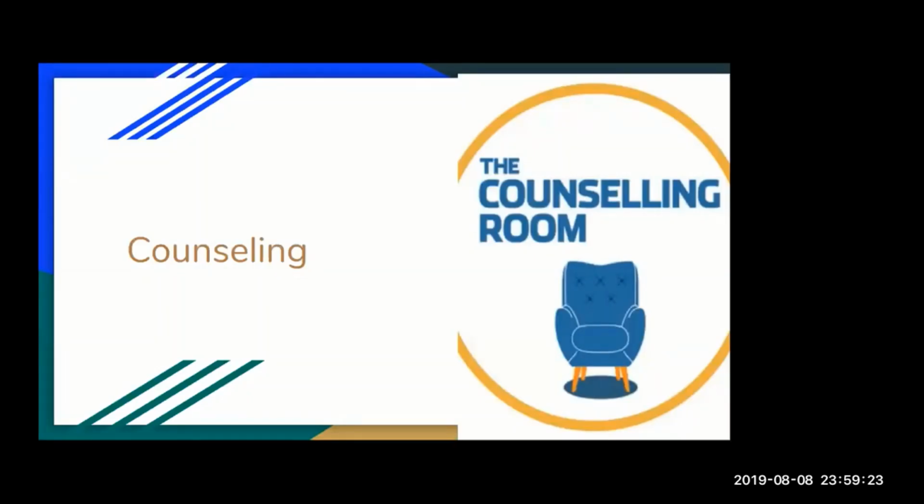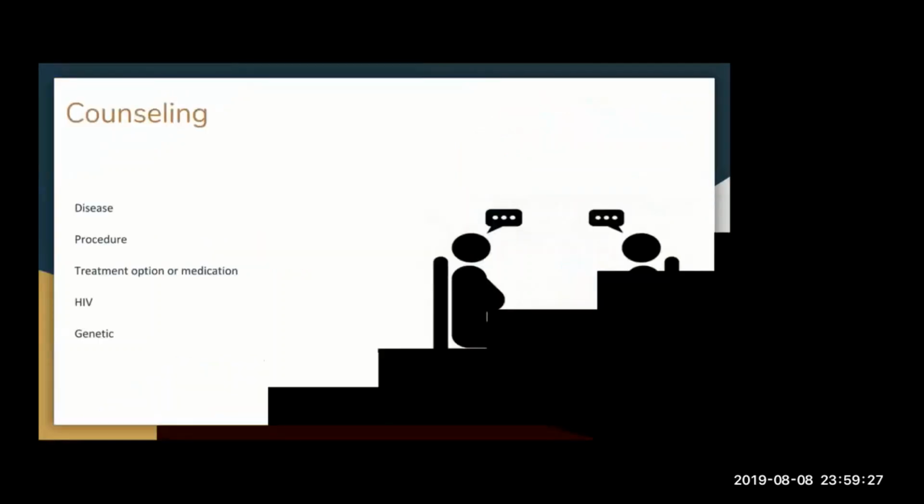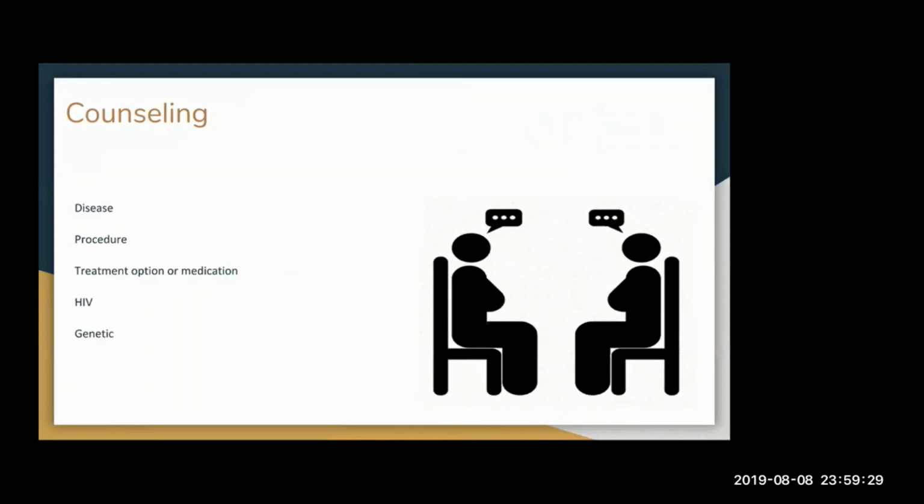It is about counseling. You have different types of counseling that you may face in the communication station: counseling about disease, counseling about procedure, treatment option or medication, counseling about HIV, and genetic counseling. In each of these sessions, you have to arrange your mind. How are you going to talk and what are the items you have to fulfill? So starting with the first one, counseling about disease.